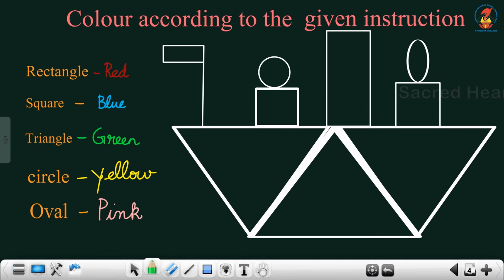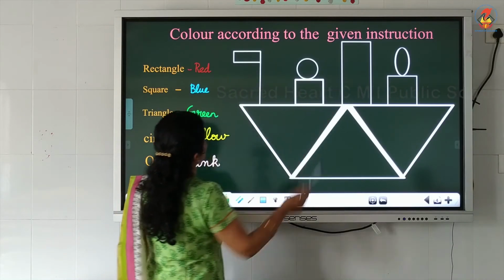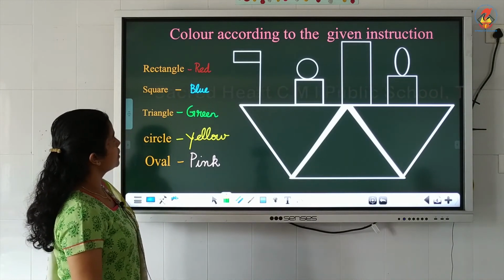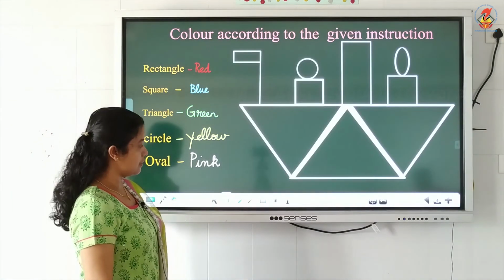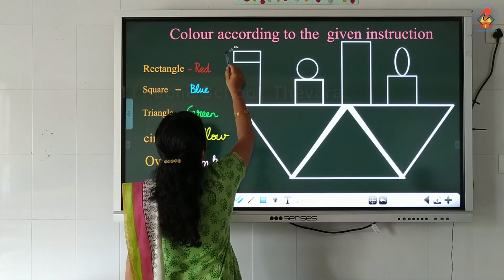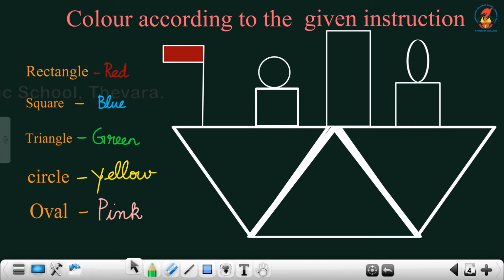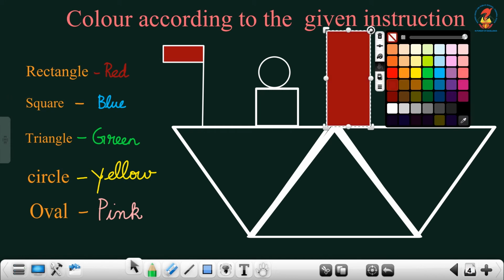So, let's do. First, we have to find out the rectangle shapes. This is one rectangle and this is another rectangle. And what color you have to give for rectangle? You have to give red color to the rectangle. So, this is one rectangle. I am giving red color to the rectangle. This is another rectangle. I am giving red color to the rectangle.